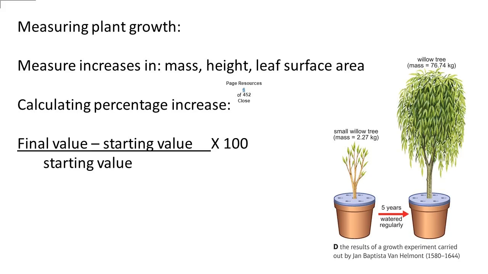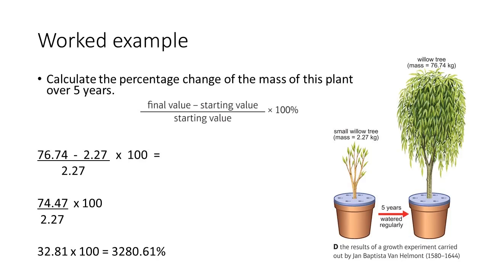Okay, so you should have got your final value in your equation should be 76.74 minus your start value, which was 2.27 kilograms. That should give you 74.47 kilograms. And then you divide that by your starting value, which was 2.27. And that should give you 32.81. When you times that by 100, you will get 3,280%. That is the percentage growth of that plant over a 5-year period.